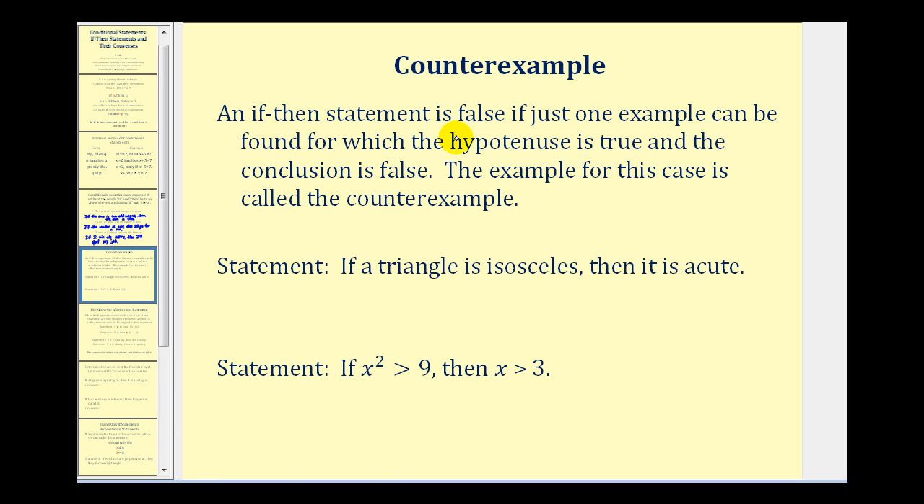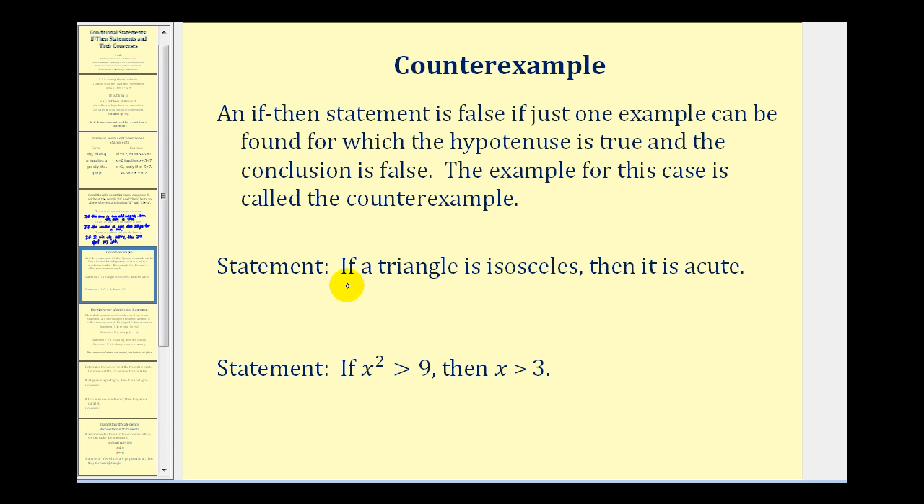An if-then statement can be true or false. It is false if just one example can be found for which the hypothesis is true and the conclusion is false. And the example given to make an if-then statement false is called the counterexample.